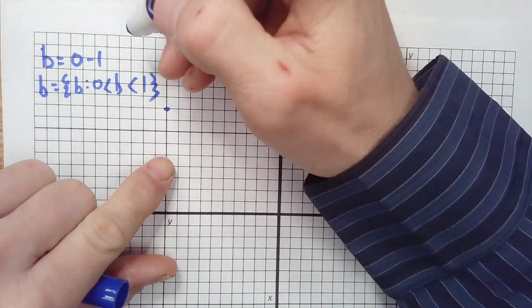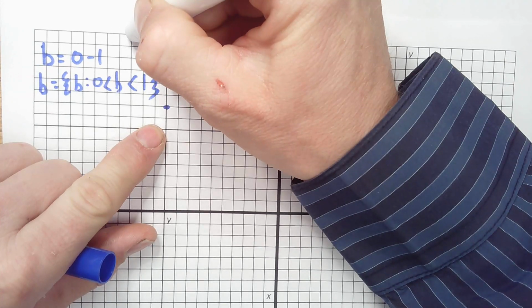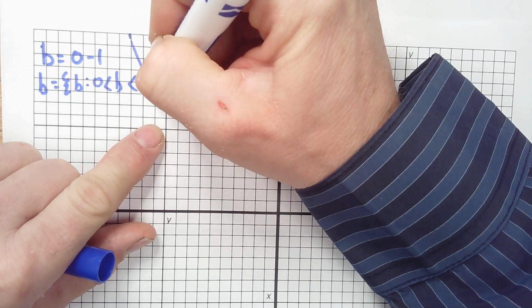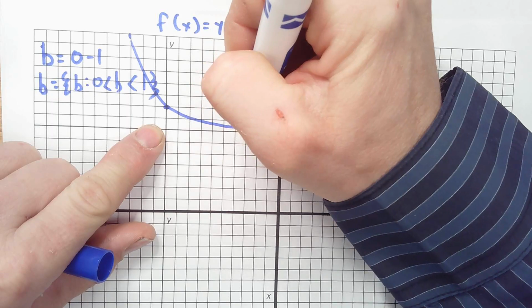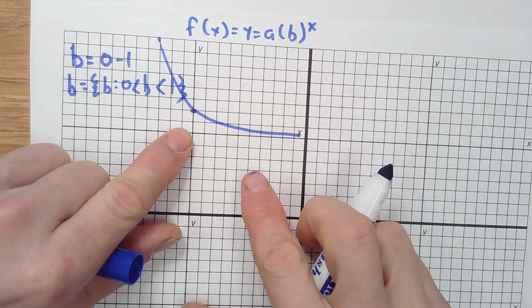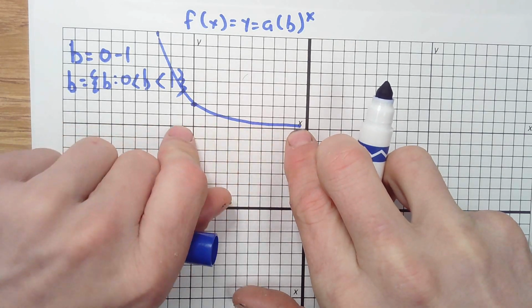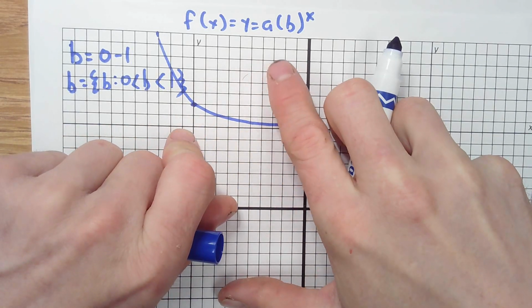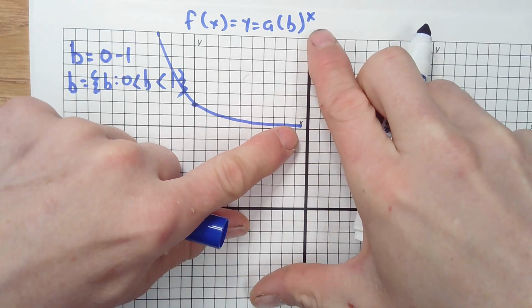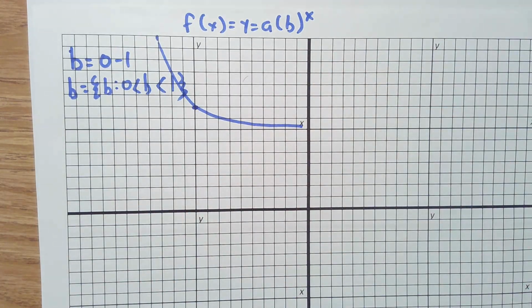So let's say it would do something like this. Notice that it gets closer and closer and closer to 0, y equals 0. So y gets closer and closer to 0 the bigger that x is. And let's use a calculator to demonstrate that.